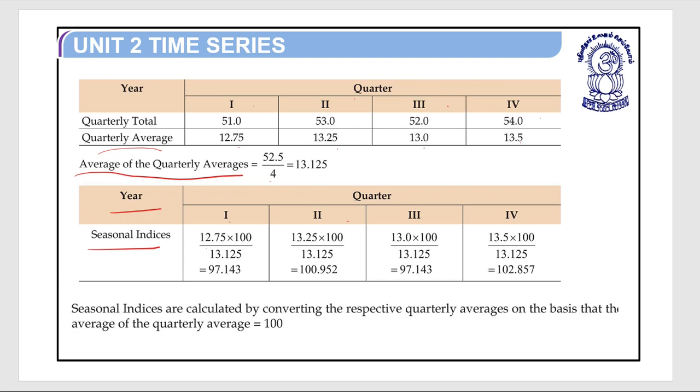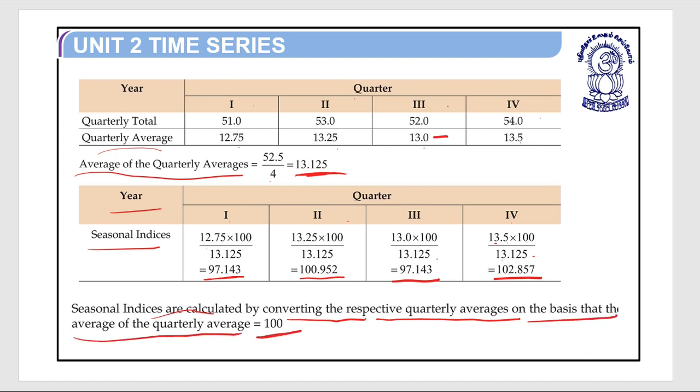Seasonal indices for the first, second, third and fourth quarters: 12.75 into 100 divided by the average of the quarterly averages, 13.125, gives 97.143. In the same way, 13.25 into 100 divided by 13.125 gives 100.952. 13 into 100 divided by 13.125 gives 97.143. The fourth one, 13.5 into 100 divided by 13.125, gives 102.857. Seasonal indices are calculated by converting the respective quarterly averages on the basis that the average of the quarterly averages is equal to 100.